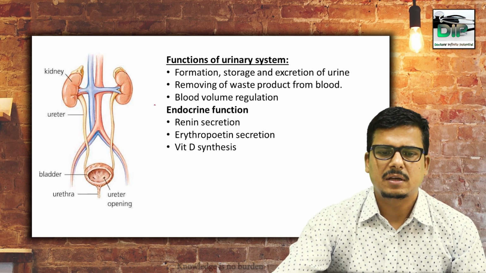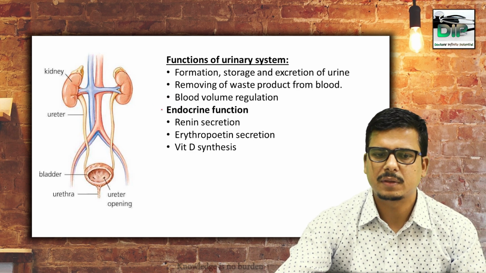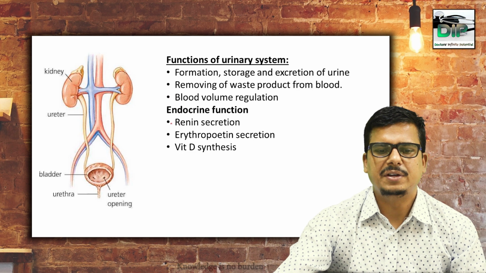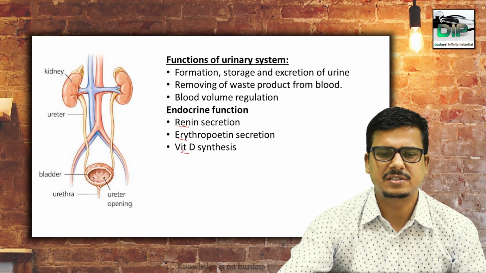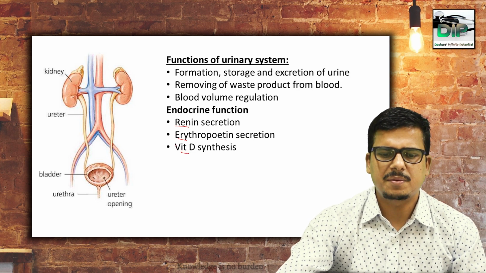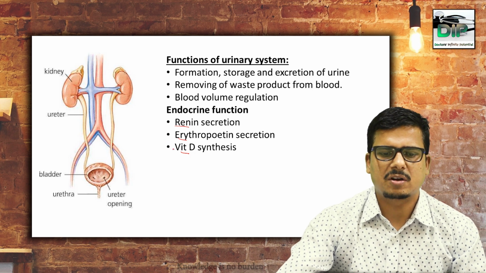Besides this, the urinary system has a very important function in the regulation of blood volume, and it has a few other endocrine functions like renin secretion, erythropoietin secretion, and vitamin D synthesis. The process of vitamin D synthesis also occurs in other organs, but one of the steps occurs in the kidney.